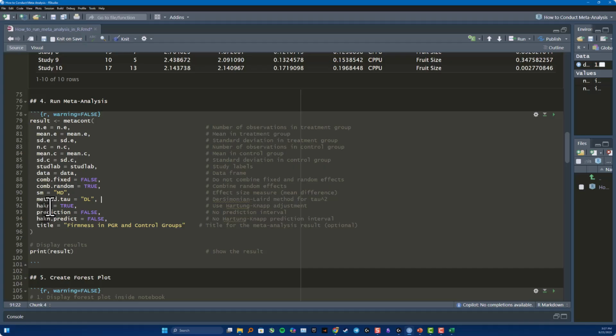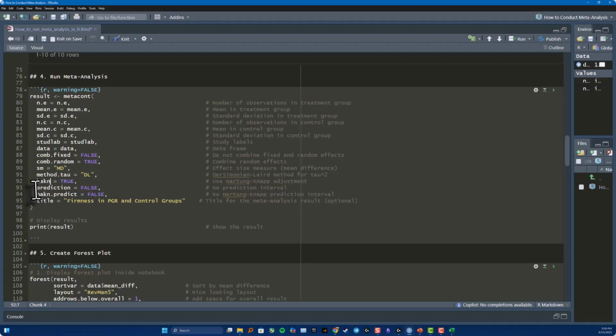This is the Hartung-Knapp adjustment. This is something that was suggested by the German group that helped write the book. What this does is it adjusts the effect size based on the number of observations. And this is a really good way to understand if having more observations within a study can account for a lower standard deviation within that study, or if it doesn't, then it'll give you more information about why that wasn't the case. So this is always something good to include.